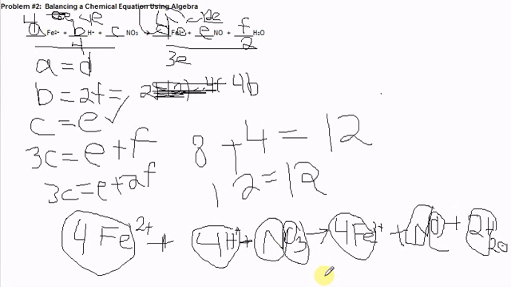Next, let's look at the charges. We have 4 times 2, which gives a total charge of 8, plus 4 times 1, which gives another 4, which gives you 12 over here. And let's look at this side. We have 4 times the 3 over here, so we get 12 over here. And now this is balanced. So we have correctly balanced a chemical equation using algebra. Thank you.